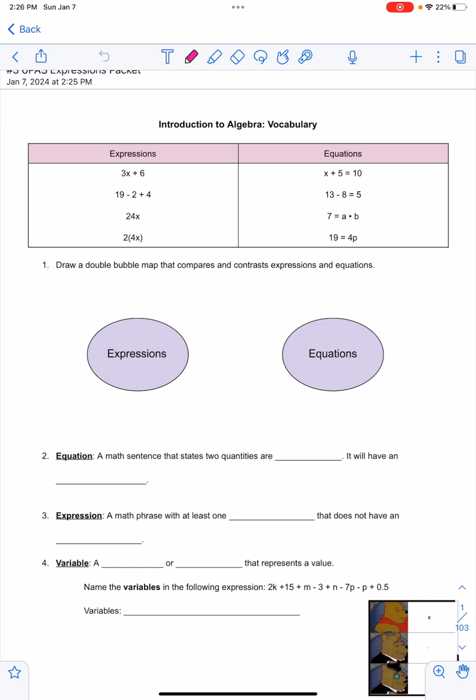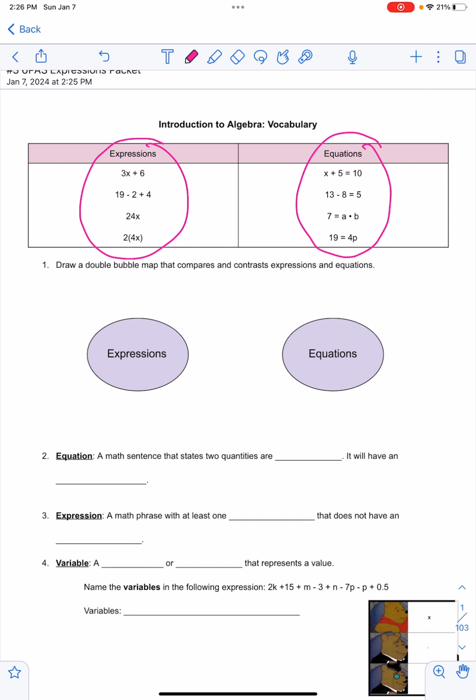So what we're doing today is an introduction to this unit. This is the expressions unit, and I'm going to give you some instructions for the activities that we're about to do, so do your best to follow along. The first thing that I want to do is talk about the difference between expressions and equations. Here are some examples of expressions, and here are some examples of equations.